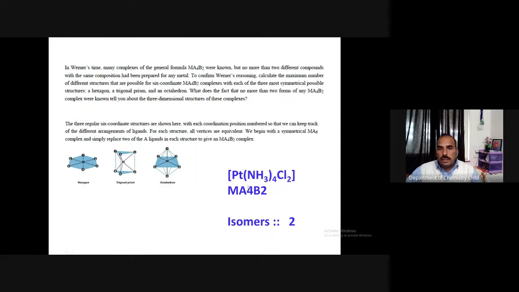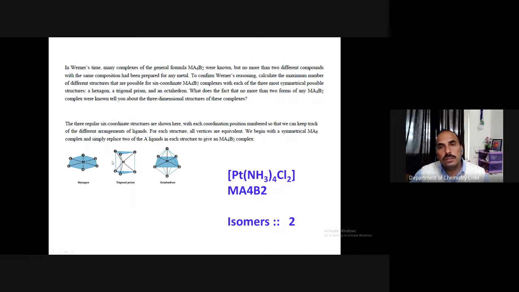When he was studying this kind of complexes like platinum tetramine Cl2, which is basically an MA4B2 type complex, he could isolate only two isomers. He tried it out, and he could get only two isomers. However, when the coordination number is 6, theoretically three structures are possible: hexagon, trigonal prism, and octahedron. So which structure is true? That was the question.